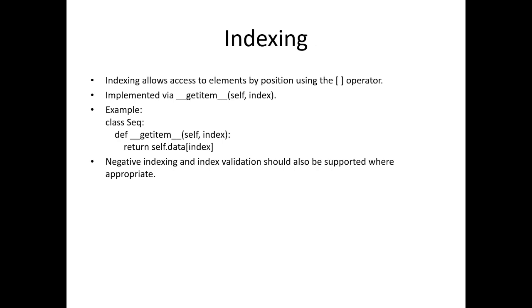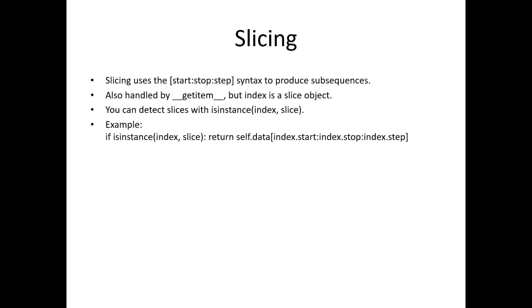Indexing. Indexing allows elements to be accessed by their position using square brackets. To support this, a class needs to implement __getitem__(self, index). Inside this method, you retrieve the elements from your internal data structures. Supporting negative indexing is also expected. Python sequences use negative numbers to count from the end, like sequence[-1] for the last item.